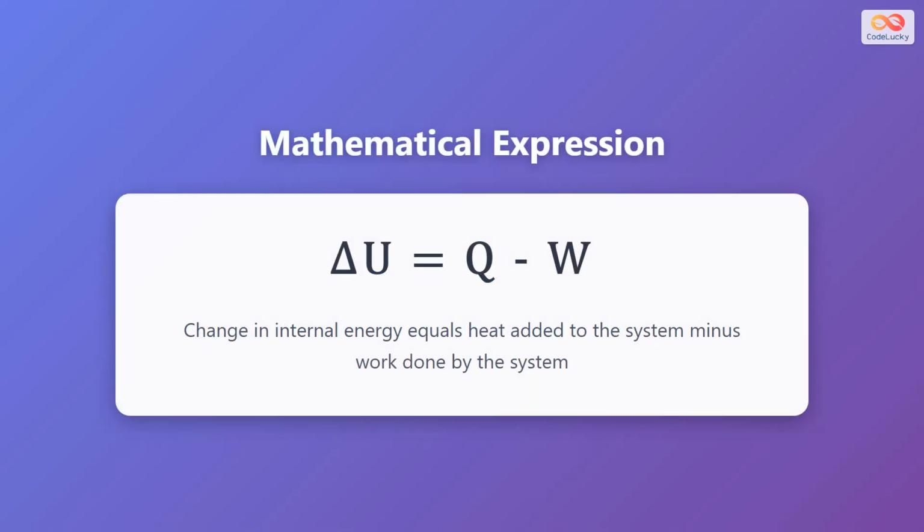We can express the first law mathematically using the equation delta U equals Q minus W. Let's break this down. Delta U represents the change in internal energy of a system. Q represents the heat added to the system, and W represents the work done by the system. This equation tells us that the change in a system's internal energy equals the heat added to it minus the work it performs.